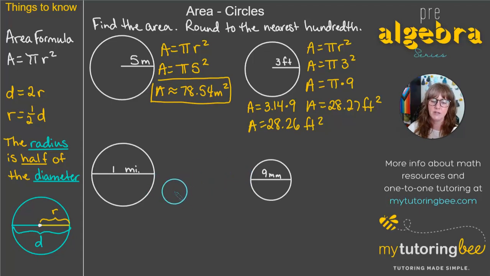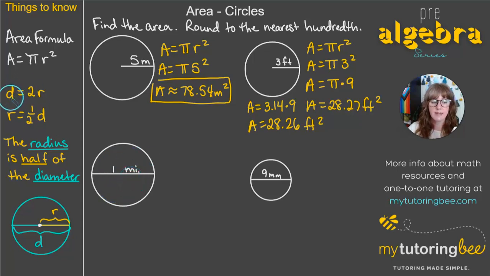All right, now let's take a look at these other two circles. Now these look a little bit different. In this circle, we have a line going all the way across the circle. So that is the diameter. That's what D stands for. The diameter of a circle will go all the way across, going through the center of the circle from one side of the circle to the other. Our formula only uses the radius. So we have to convert this diameter into a radius.